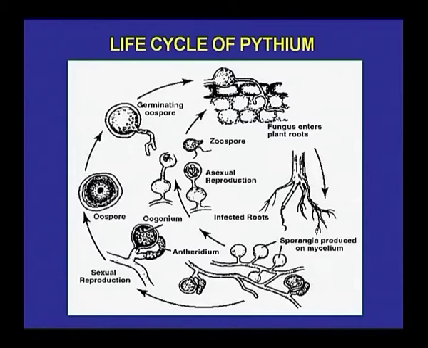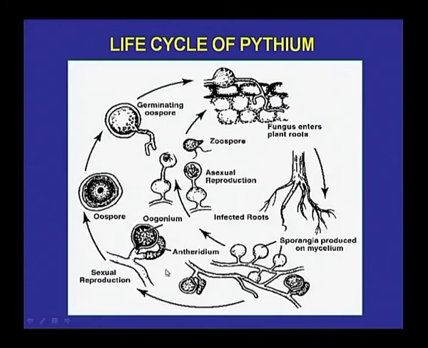Here the roots of the plants are first attacked by the fungal mycelium. Then we see that in the asexual reproduction, the conidia are produced and they liberate the zoospores, which shed their flagella and infect the roots of the seedlings in the pots.